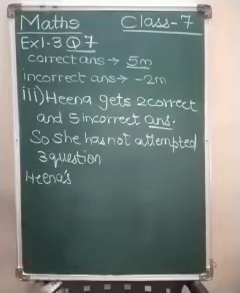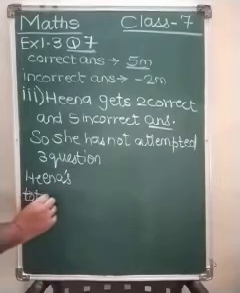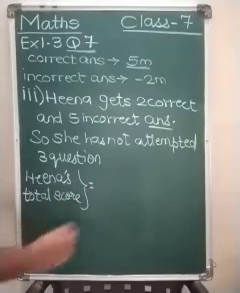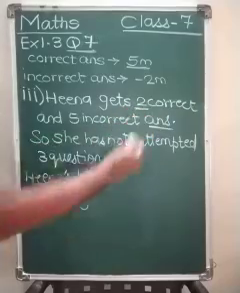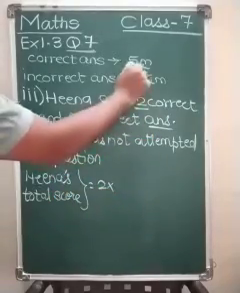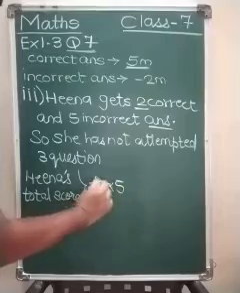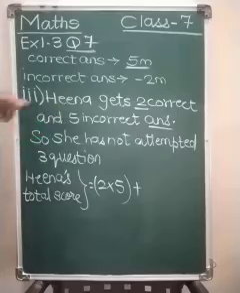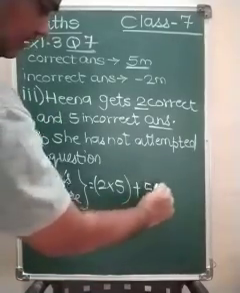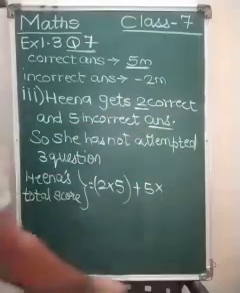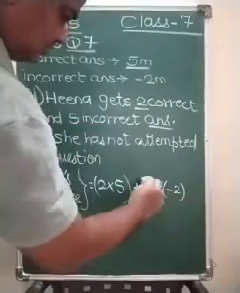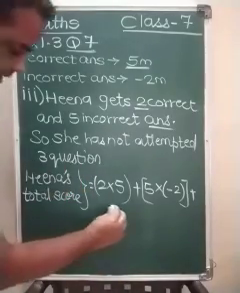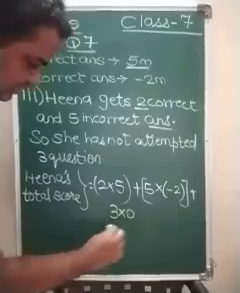By the second method, we are going to solve Hina's total score. Hina's total score equals how many correct answers, 2, multiplied by marks for correct answers, 5, plus how many incorrect answers, 5, multiplied by marks for incorrect answers, -2, plus questions not attempted, 3 questions are not attempted, 3 multiplied by 0.